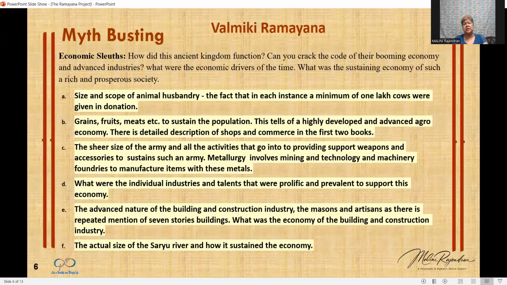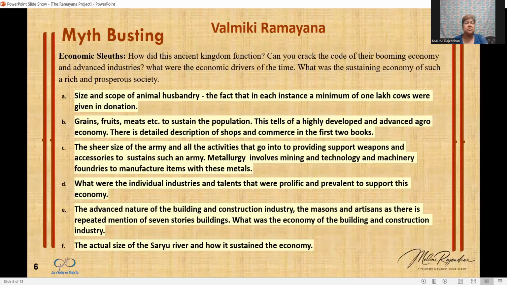And when you read about the road that was built by Bharata leading from Ayodhya into the forest, it is mind-blowing, the advance. They even talked about the use of cement. The word cement is used. And then Ayodhya is surrounded by the Saryu River.